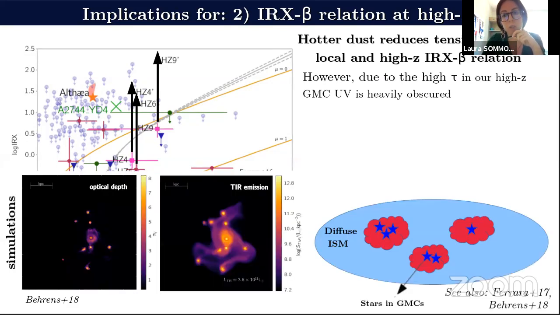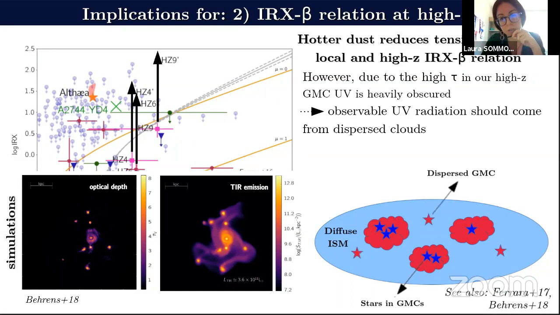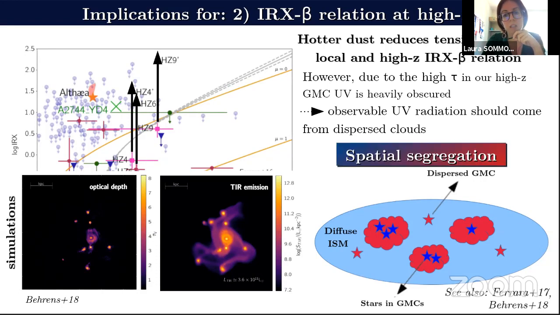However, we have to keep in mind that in our high redshift cloud, the optical depth is very high, meaning that UV is heavily obscured, which is also what was shown in the simulations. So in our scenario, the observable UV radiation should come from stars that have already dispersed the molecular gas around them, so clouds that have already been dispersed. This is in favor of a scenario of spatial segregation between far-infrared emission and UV emission, which should come from spatially separated regions within galaxies.